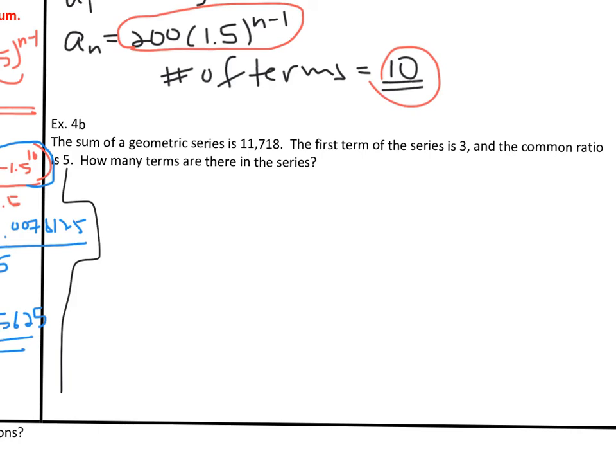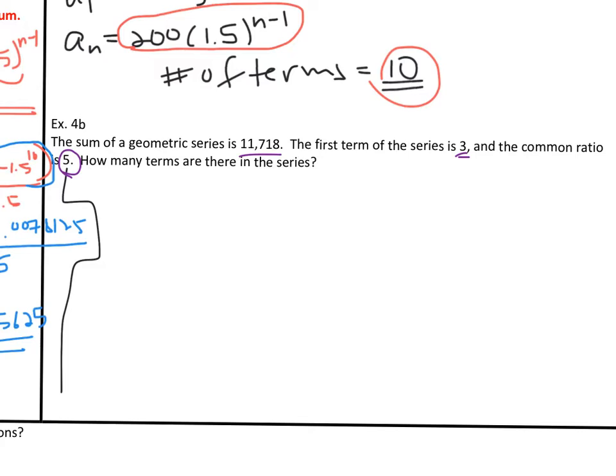All right, let's finish up with example 4b. And now we have the sum. The sum of a geometric series is 11,718. The first term is 3, and the common ratio is 5. So that means we're multiplying by 5 each time. How many terms are there in the series?